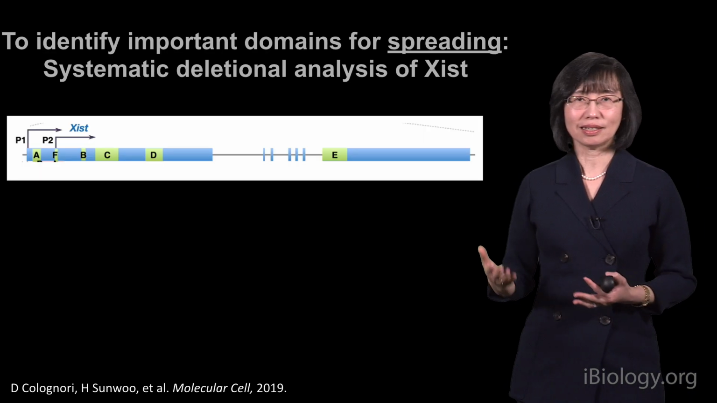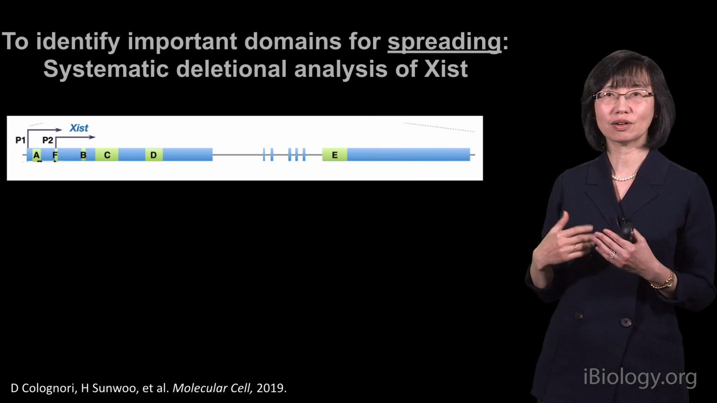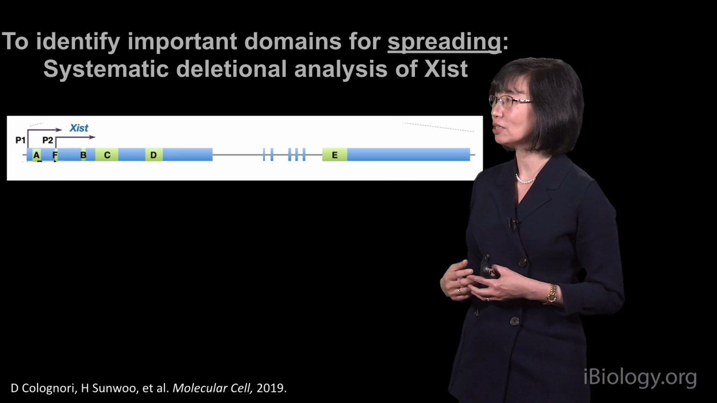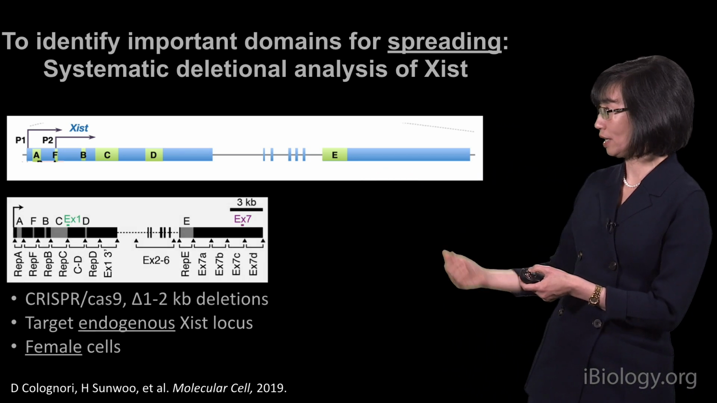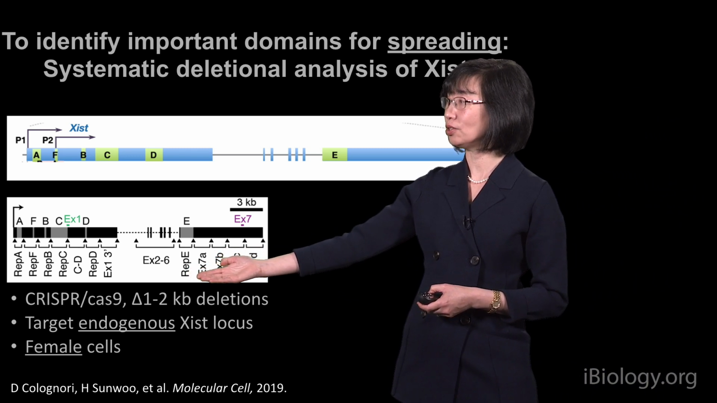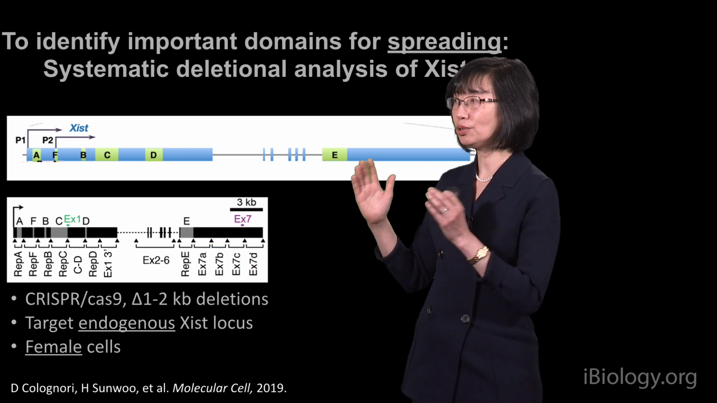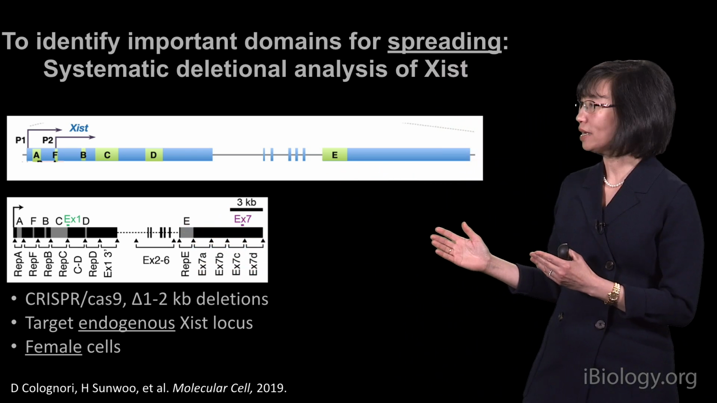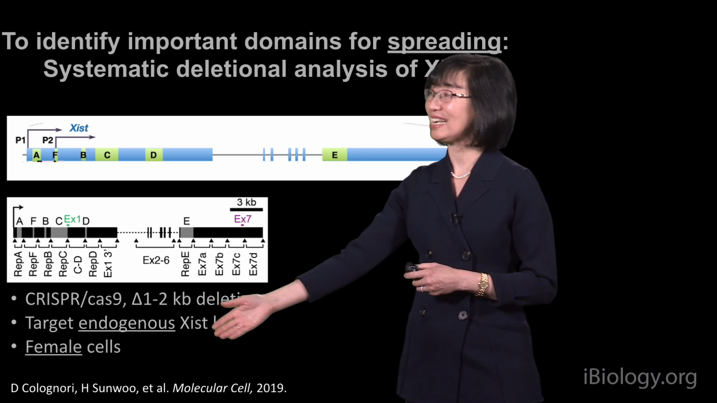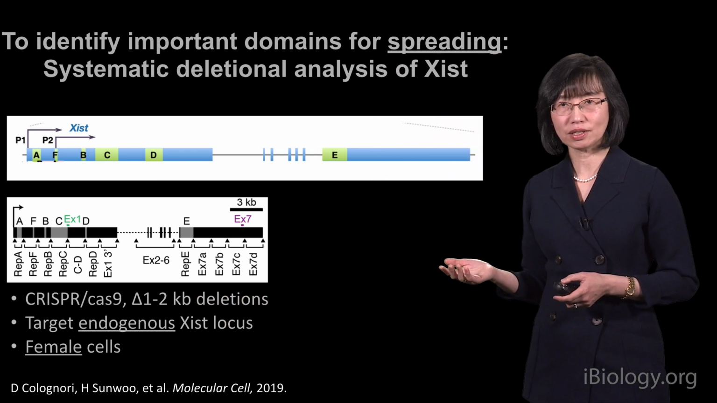Well, we know that Xist is multifunctional, and to identify important domains that are essential for spreading, we have performed a systematic deletional analysis of Xist. So here again is Xist, and what we've done is use the CRISPR-Cas9 gene editing technology to remove sequentially 1 to 2 kilobase regions from Xist RNA, and we do this at the endogenous Xist locus in female cells so that we can observe everything happening in the normal physiological state.